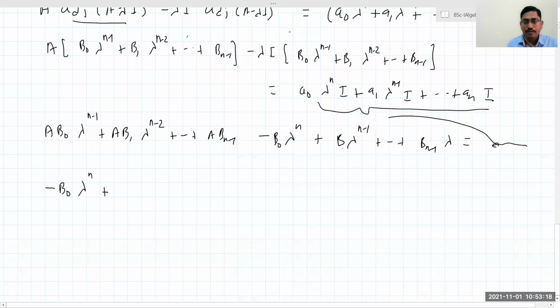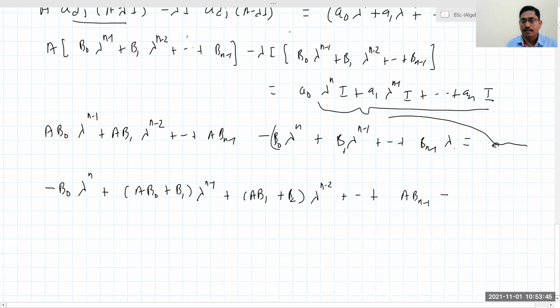I should write b naught here, b1 here. What is the coefficient of this? Its coefficient is A b naught plus b1, lambda raised to n minus 1. What is the coefficient of lambda raised to n minus 2? Here it is A b1 and here it is b2, multiplied by lambda raised to n minus 2, and so on. The constant coefficient is A b(n minus 1) minus, okay, this minus is outside, A b(n minus 1) minus b(n minus 1).